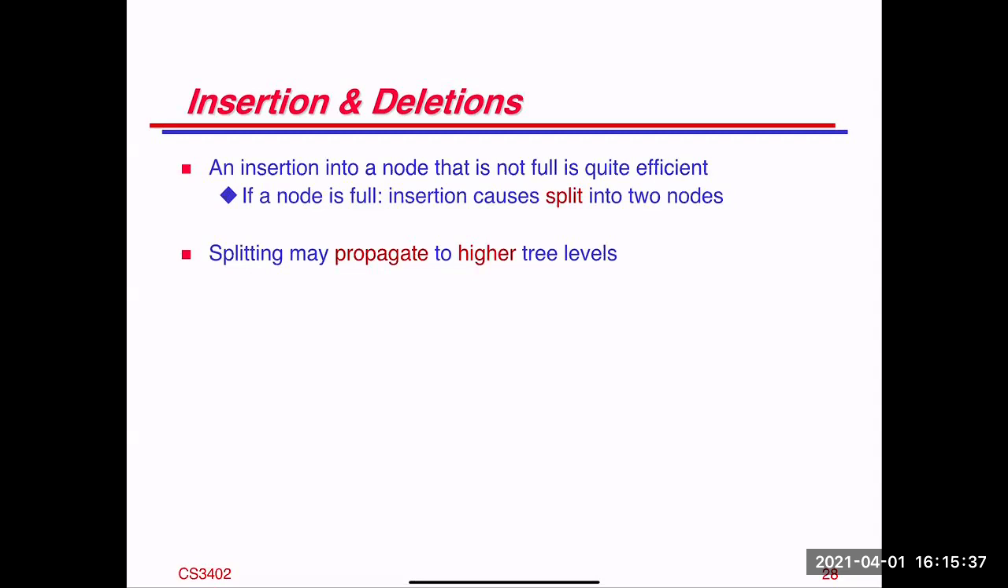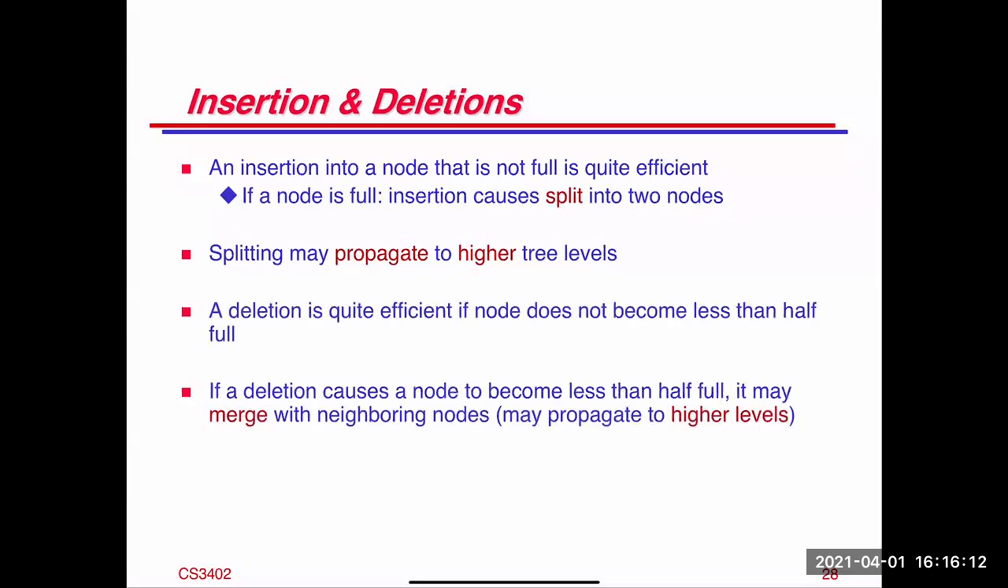Now, splitting may propagate to higher tree levels. Okay, so you got to be careful when you do that. If you have a multi-level tree, usually you're not done just by splitting two nodes. You might need to go further up the tree and see what happens. And in fact, it might propagate all the way up to the root. In that case, if the root splits, then that adds another level on top of the root as the new root, and then you're increasing the number of levels of your tree.